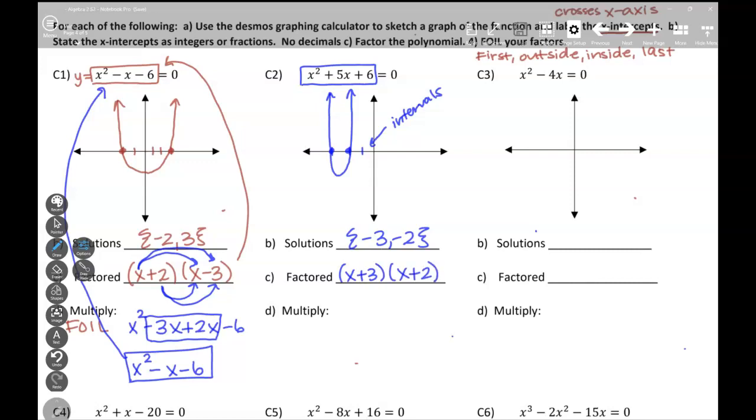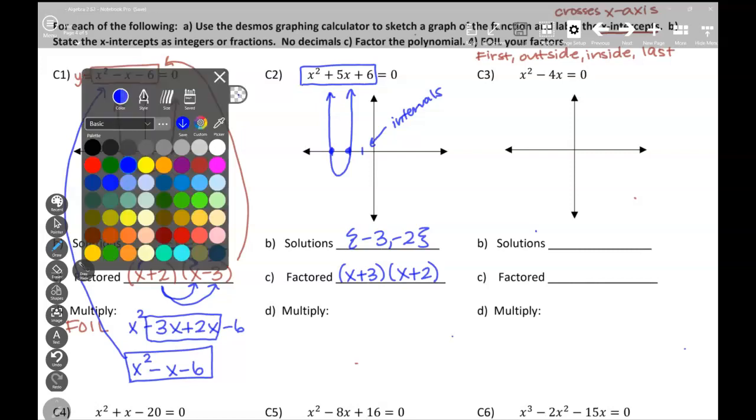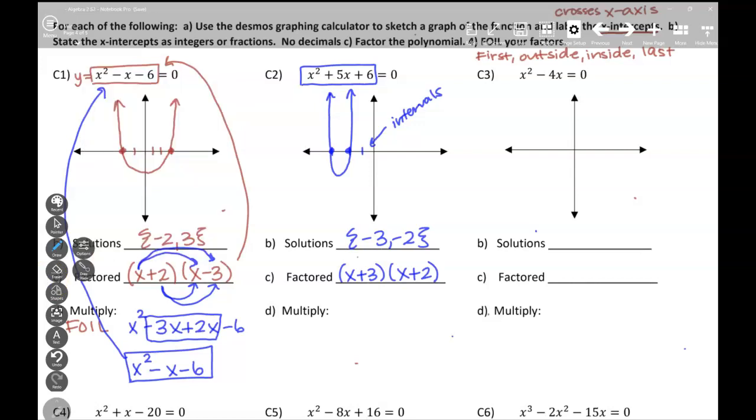To check if my factored form is correct, I am going to FOIL that. First is x times x, which is x squared. Outside is x times 2, which is 2x. Inside is 3 times x, which is 3x. Last is 3 times 2, which is 6. And again, we can combine our middle terms, which gives us x squared plus 5x plus 6. And you always check to see if it matches. It does, so I know I did it correct.